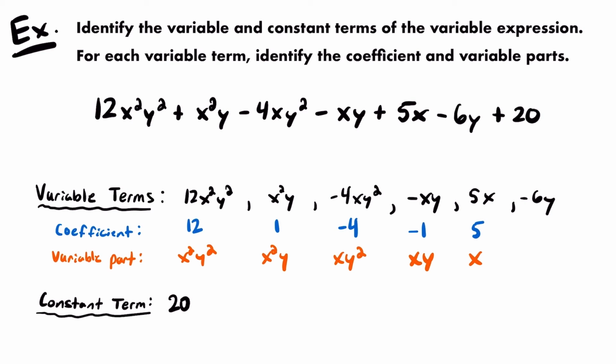And then finally, for our last variable term, we have negative 6y. Negative 6 is the number out front, so that is the coefficient. So we'll write down negative 6, and so then the variable part is just y. Okay, and with that, we have now gone through all of our variable terms and identified the coefficient and variable parts. And so with that, we have now completed this example, and this was also the last example for this video.